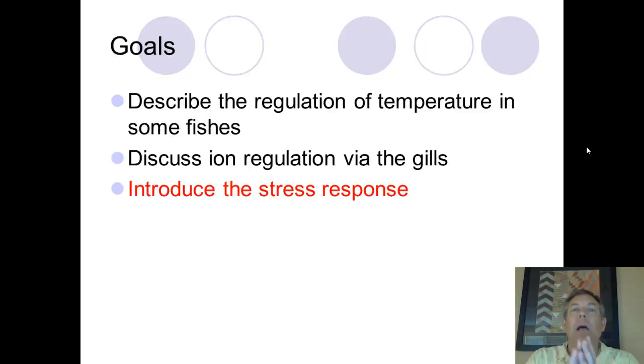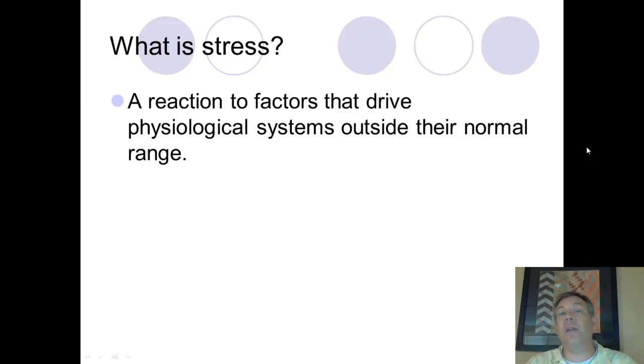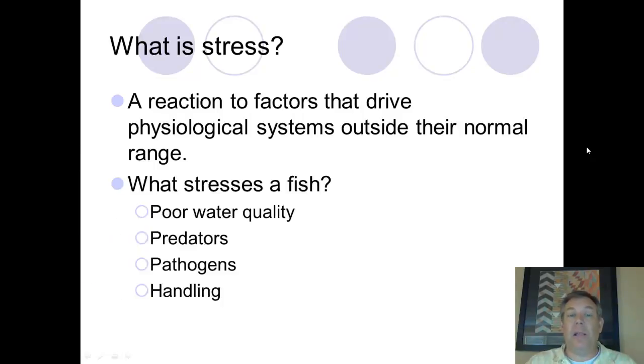Okay, last thing I want to talk about briefly is the stress response in fish. And they have something called the generalized stress response. What is stress? One way to define stress is a reaction to factors that drive your physiological systems outside their normal range. So something that maybe you could say disrupts homeostasis, okay? And that could be a lot of things.